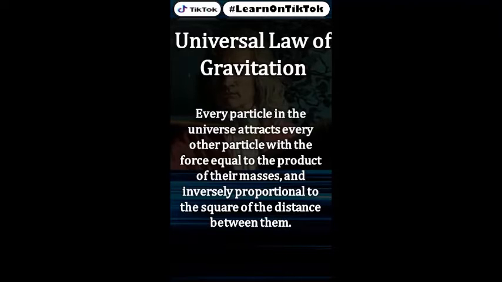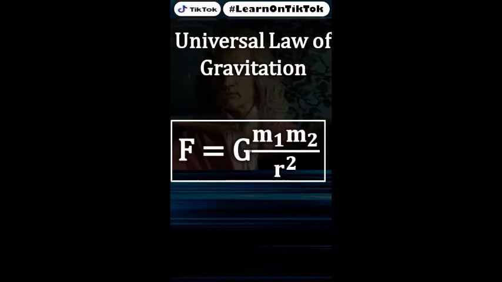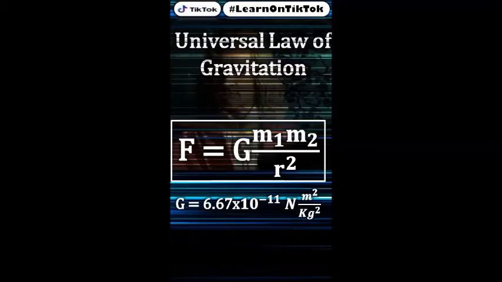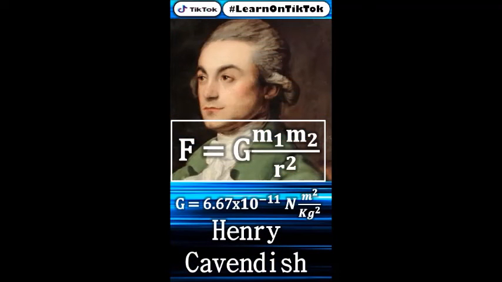From this, Newton was able to derive the equation for the universal law of gravitation, where the force of gravity is equal to G times the masses of the objects acting on each other, over the square of the distance r. G is the universal constant equal to 6.67 times 10 to the negative 11 Newton meters squared per kilogram squared. This was determined by Henry Cavendish. He was the first to measure the force between two ordinary objects. He performed this experiment 100 years after Newton published his law.